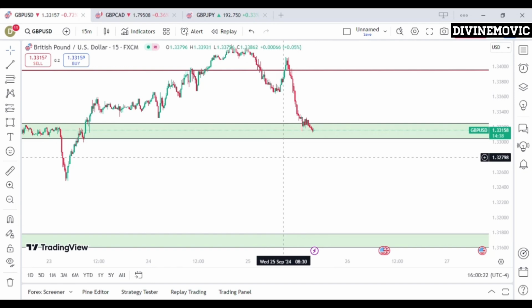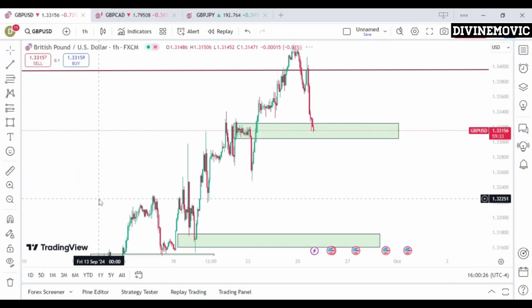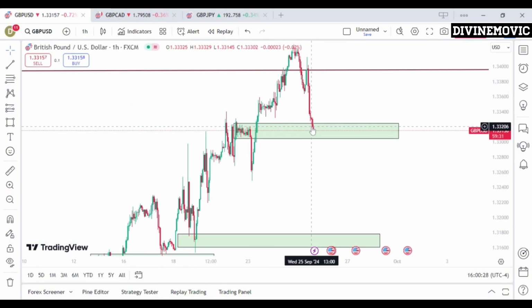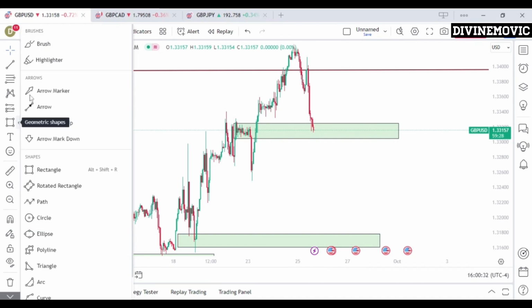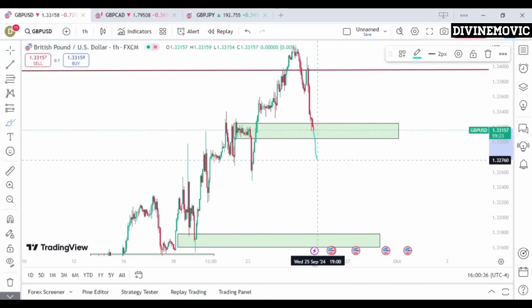So an entry on this pair now is to go back to the 1 hour time frame and expect two things to happen. One, we want to see price fail this point of interest. That means we want to see price fail this point of interest here and then retest back to this place to become a flip zone, and then we'll look for a sell opportunity at this point here.